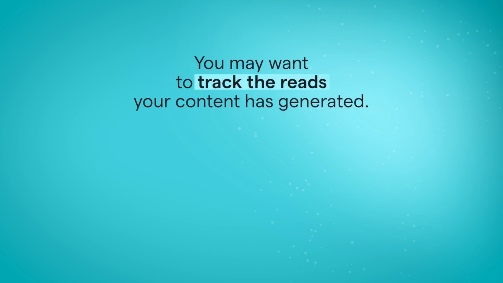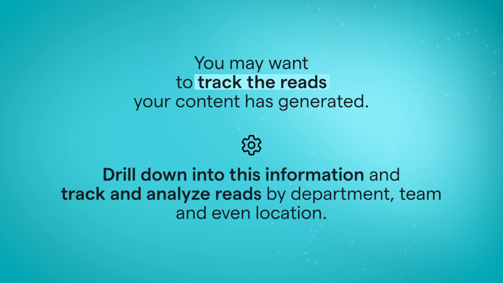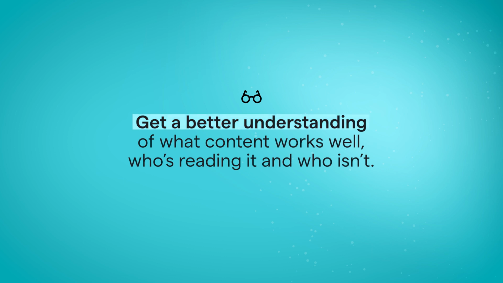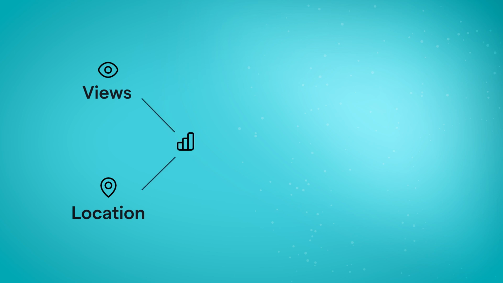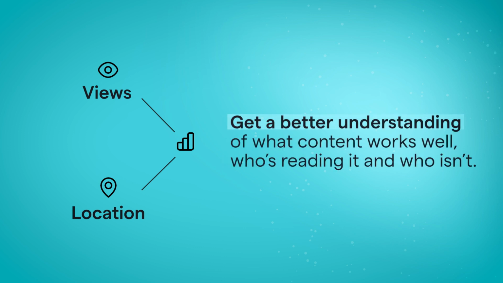It's also important to drill down into this information and track and analyze reads by department, team, and even location. That way, you get a better understanding of what content works well, who's reading it, and who isn't. For example, if you notice a correlation between the amount of views and the location, let's say that the metrics show you that most employees working in factories don't read your content, you can then investigate to understand the reasons why they don't read your content.